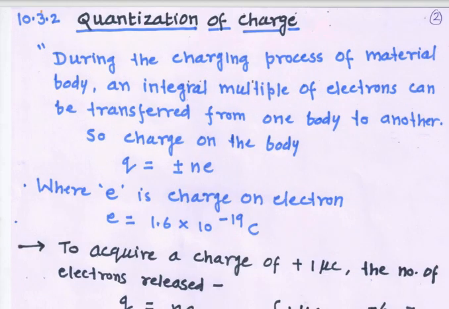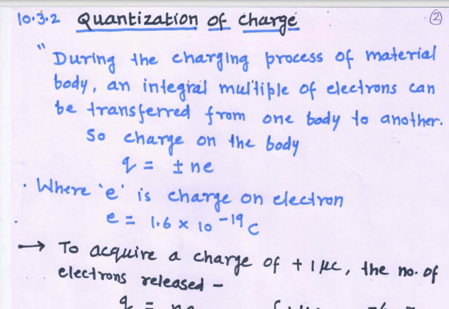Now we will see what is quantization of charge. This is the statement: during the charging process of a material body, an integral multiple of electrons can be transferred from one body to another. So the charge on the body Q is equal to plus or minus Ne. First let us look at one example. If we consider a neutral body, the number of protons and the number of electrons are equal, so the body is said to be neutral.